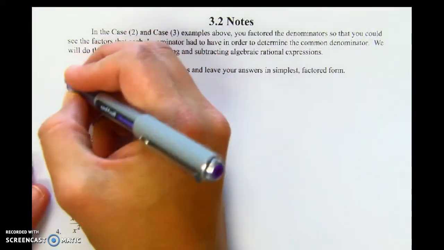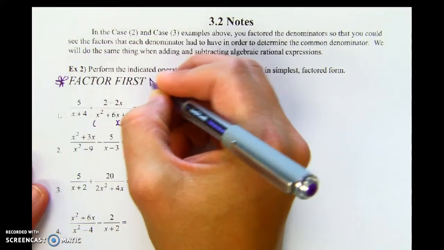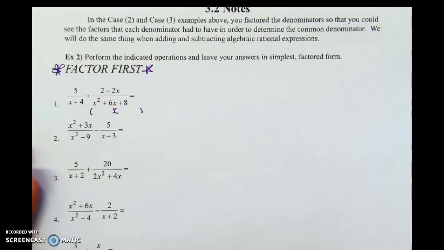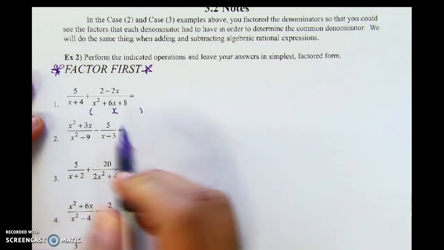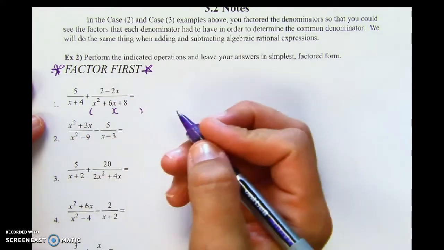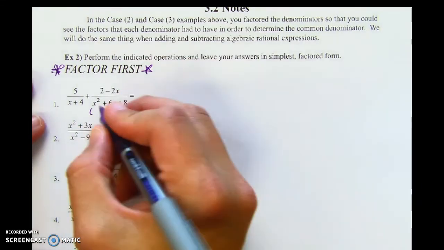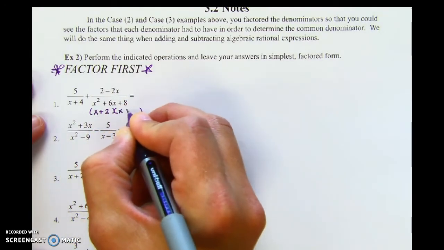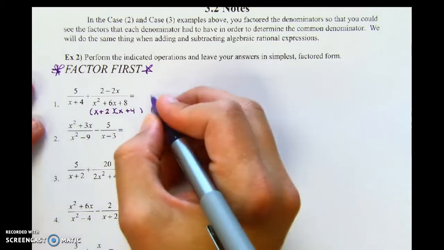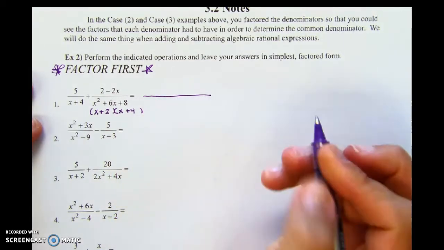Do you see this? Factor first. Say factor first. Factor first. Good job. X plus 4, there's nothing to factor. But x squared plus 6x plus 8, we're going to factor this. I have a little secret. To save room, I factor right where the problem is. Right where it is. Am I doing this right? Okay. You ready? Here we go.